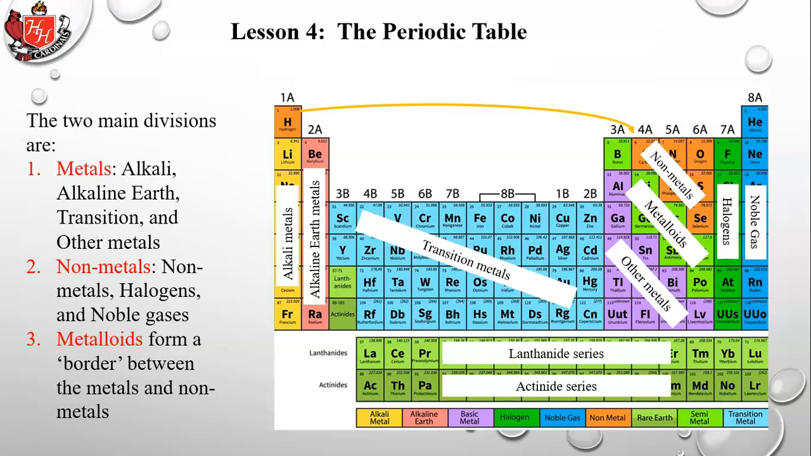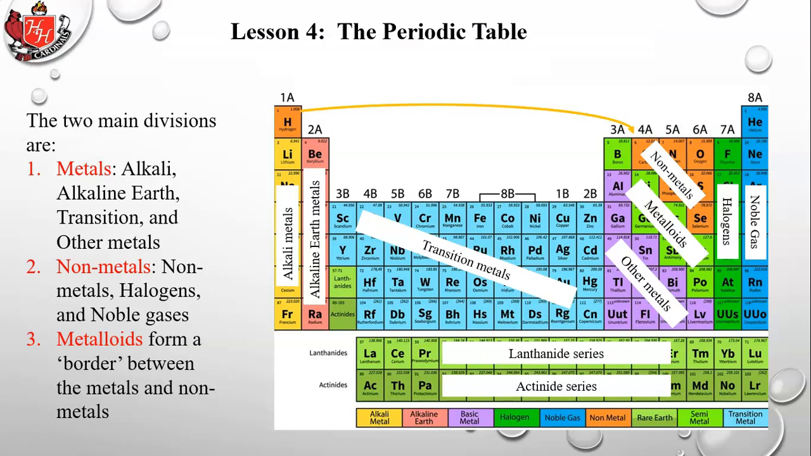So the 2 main divisions are metals. That would include what you see on the far left, the alkaline earth, transition, and then as you move to the right, the transition metals, and then the other metals. So about 2/3, about 3/4 of the periodic table is metals.